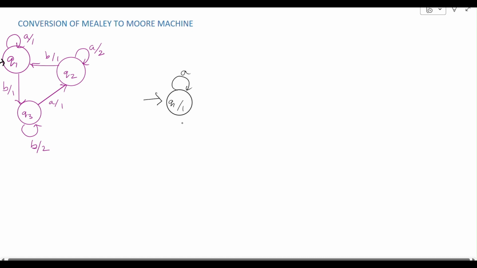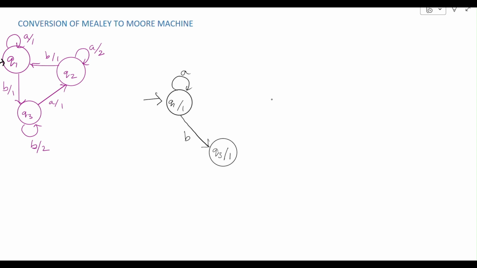Okay, so now after getting the second input, that is B, it is moving on to Q3. Here you can see after getting B it is moving on to Q3, which is producing an output 1. Now Q3 on accepting A, it is moving to Q2 and it is producing an output 1.